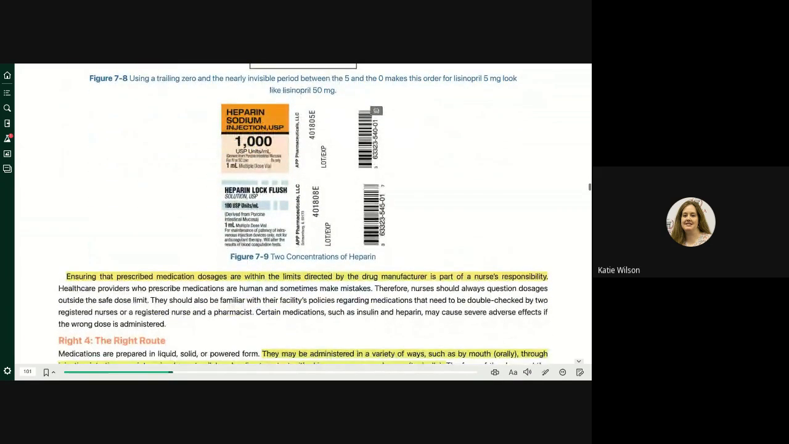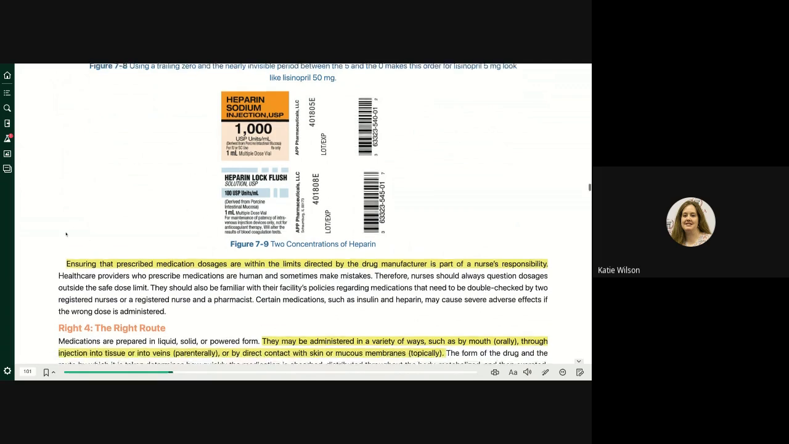For example, with this heparin, you could give an incorrect dose by saying, oh, we've got to give 1 milliliter of heparin. Well, if you take 1 milliliter of the top heparin in orange, you're giving 1,000 units. And if you give 1 milliliter of the bottom heparin, you're only giving 100 units. So that could be one way that you could have a medication error.